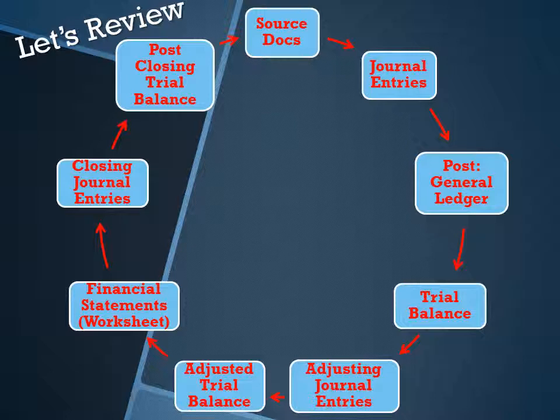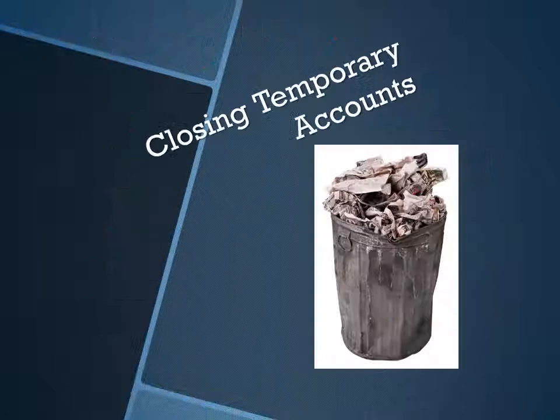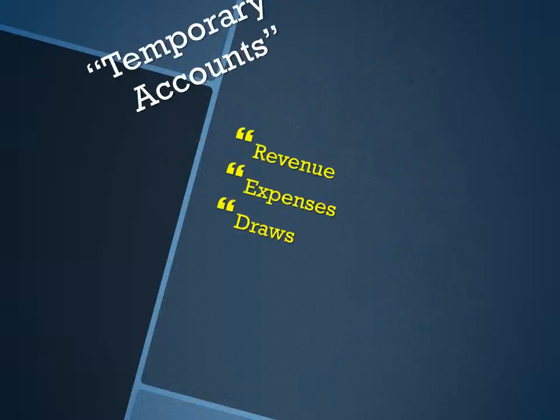Now, what we need to do at this point, and what this video is about, is how to do the closing journal entries that actually make the accounts and the balances in the accounts match what we've created on our statements. And then we'll wrap up with a post-closing trial balance. So we have to close our temporary accounts, and in order to do that, we need a trash can, because we've got to dump them somewhere.